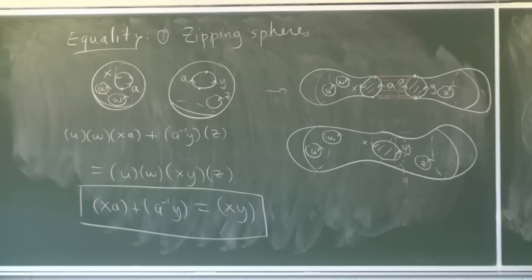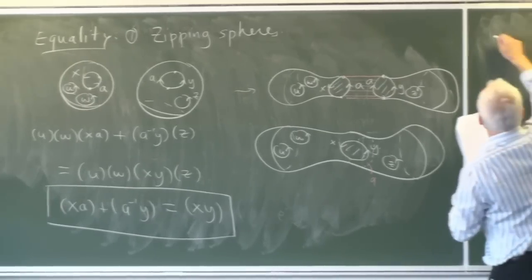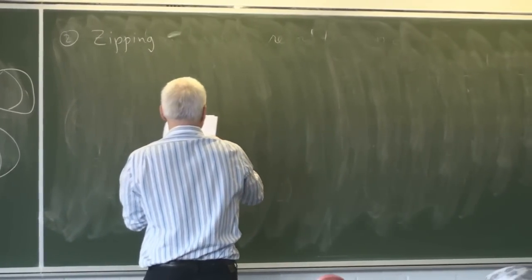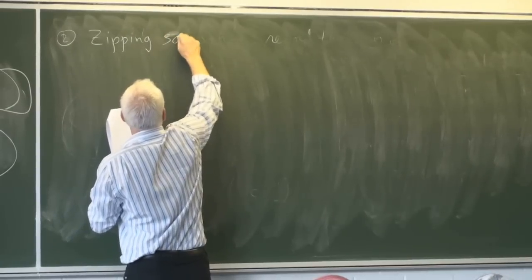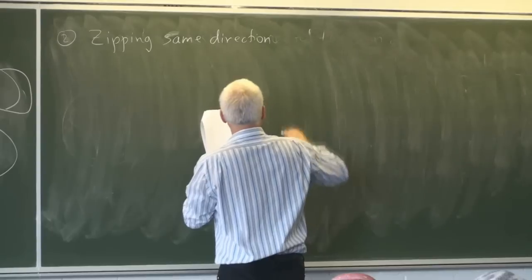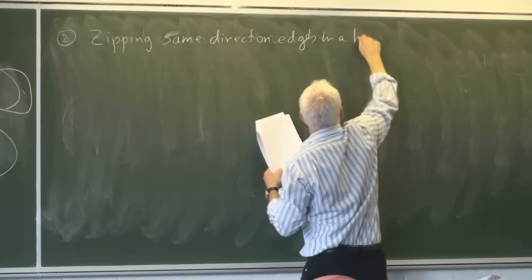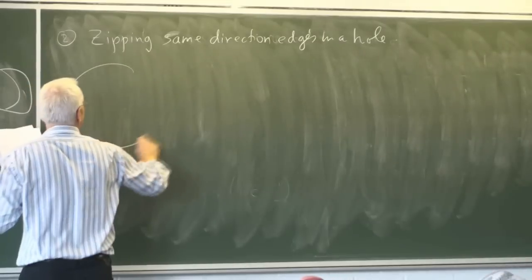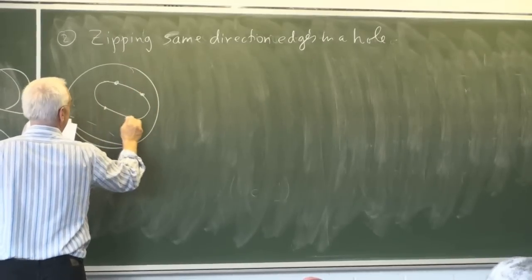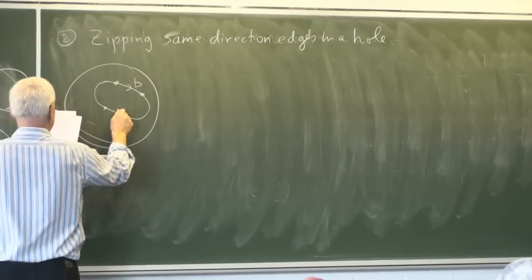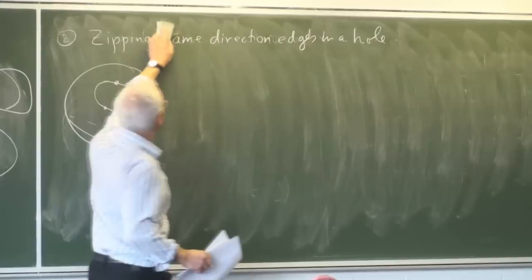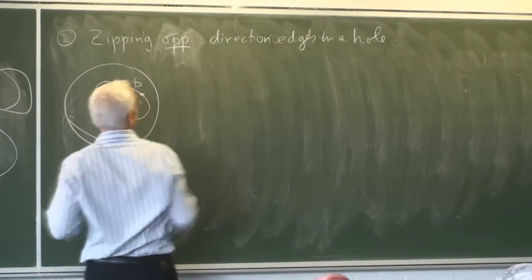So that's our first allowable, first new operation. And our second one is zipping same direction edges in a hole. So just here, we'll have a hole with a side B and side, not same direction, opposite edges, opposite direction rather. This is zipping opposite direction edges in a hole.